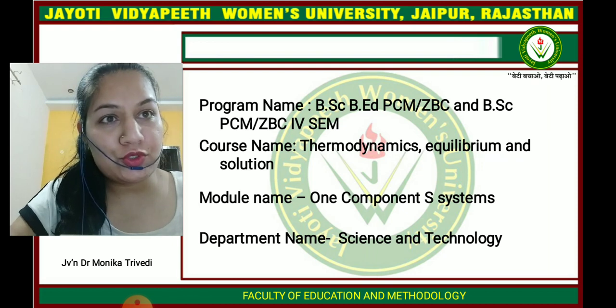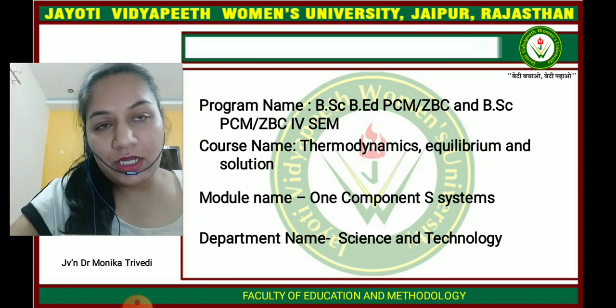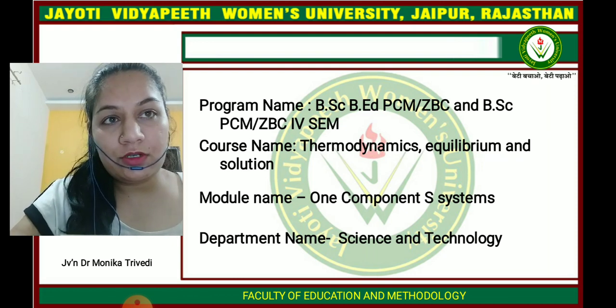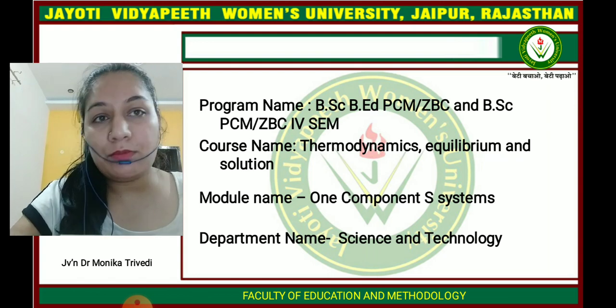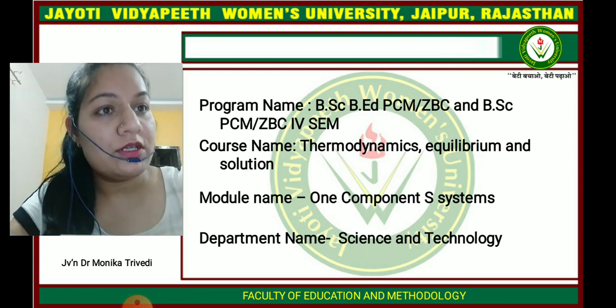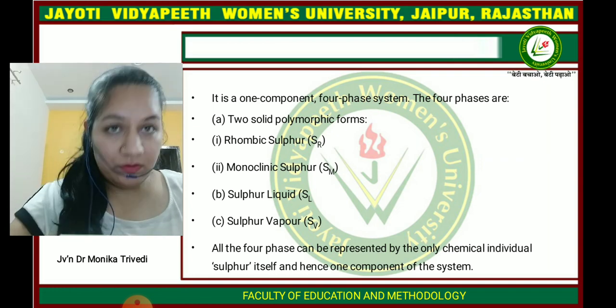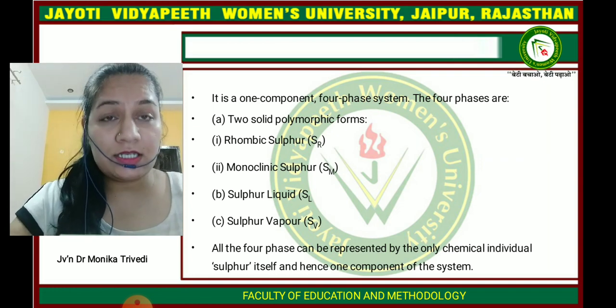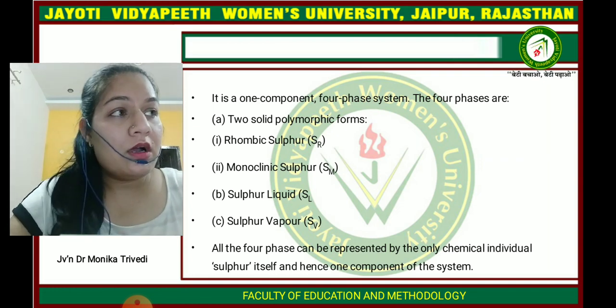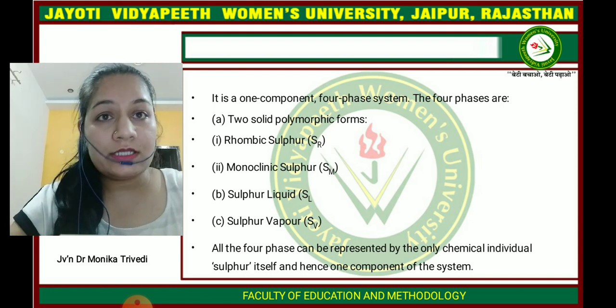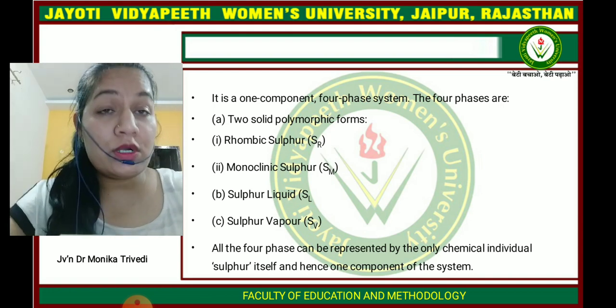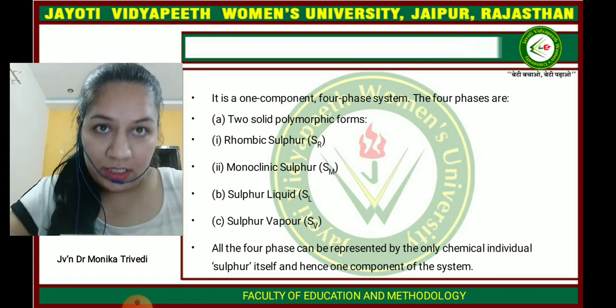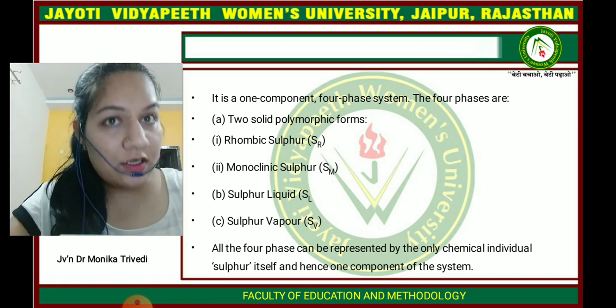Today I am going to teach you one component system, the sulfur system. This topic belongs to the thermodynamics equilibrium and solution paper of BSc B.Ed PCM ZBC and BSc PCM ZBC fourth semester. So students, in previous classes we have learned about phase, component, phase rule, and what is a one component system, and the example of a one component system is the water system. For today's class I have selected the sulfur system.